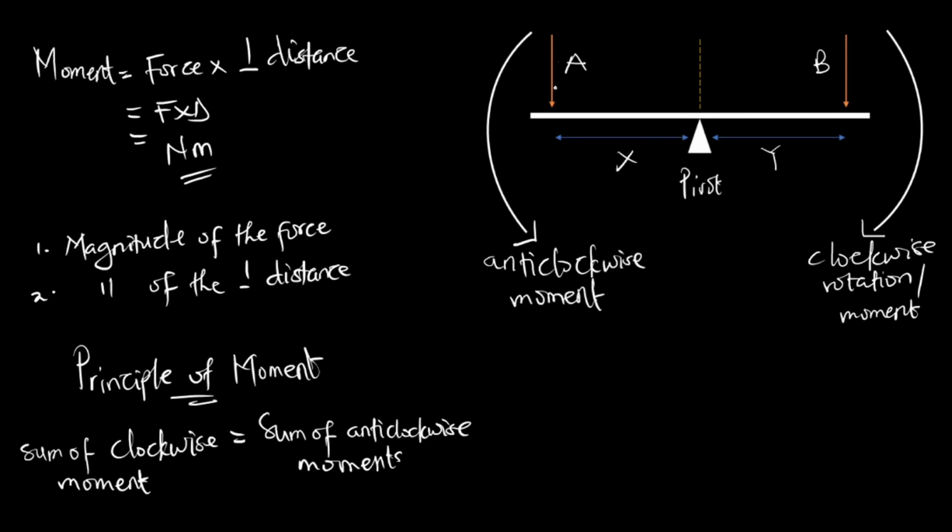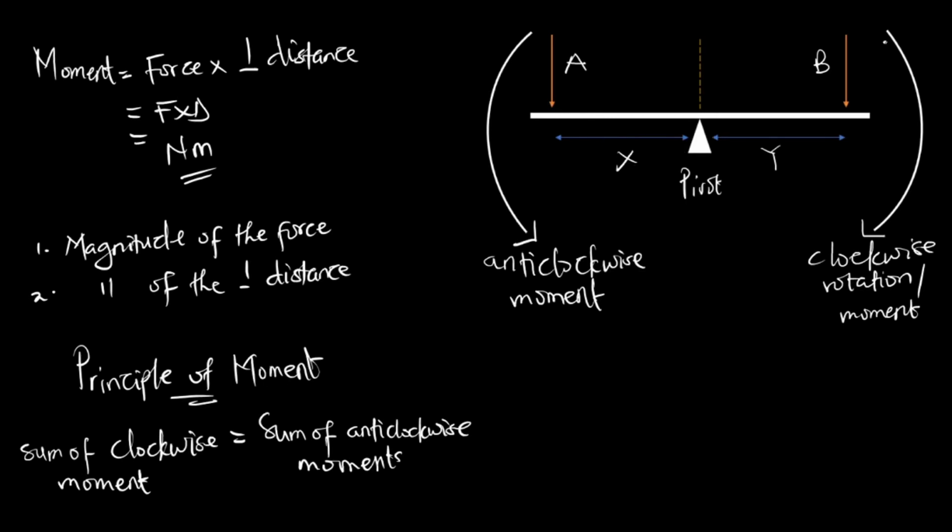Now the moment of a force has to be the product of a force and the distance between the force and the pivot. Let's take that into consideration. That is very, very important. The distance should be between the force and the pivot, and not any other distance between two forces or any other places.